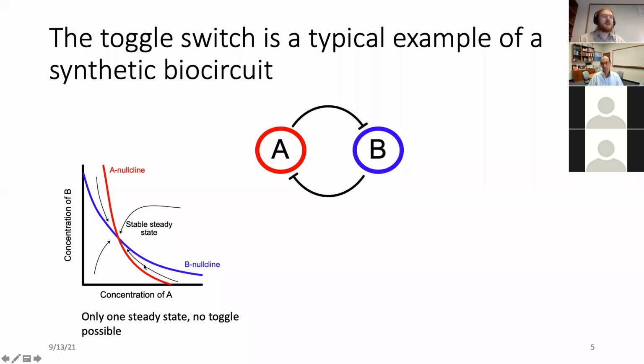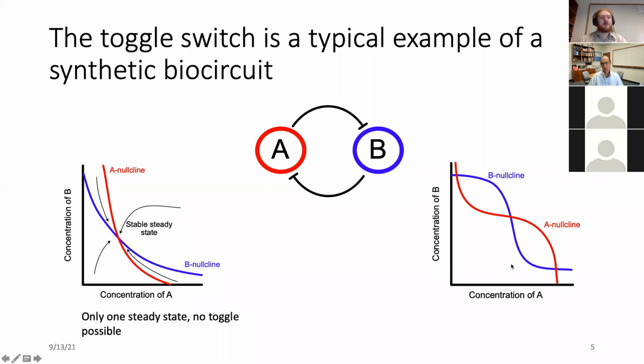Why? Because there's only one thing it can do. It doesn't have two possible states. You can't flip between two possible states if there's only one thing it can be. Fortunately, for synthetic biology, real repressors don't have nullclines that look like this. They don't have binding responses like that. They actually look more like this on the right.